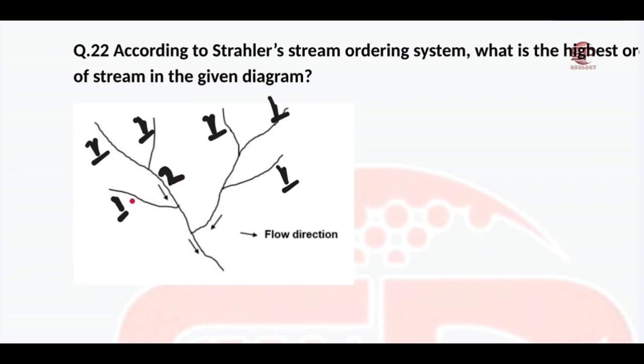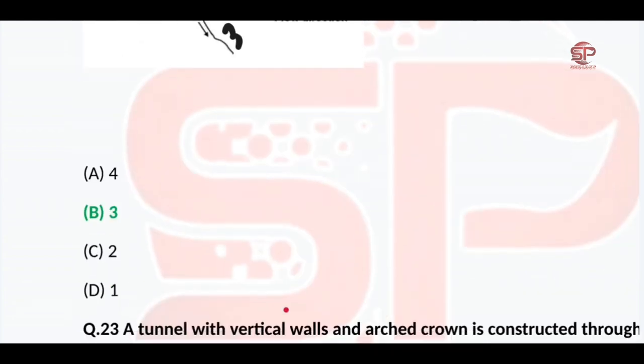Then again this second order is joining a first order here. When a second order joins a first order, there is no change in order, the second order will continue. Then here first and first are joining to produce second order. Then here same thing, again second order. Now these two second order segments meet here, so they will produce a third order segment. On this whole drainage pattern, the highest order will be 3, third order.